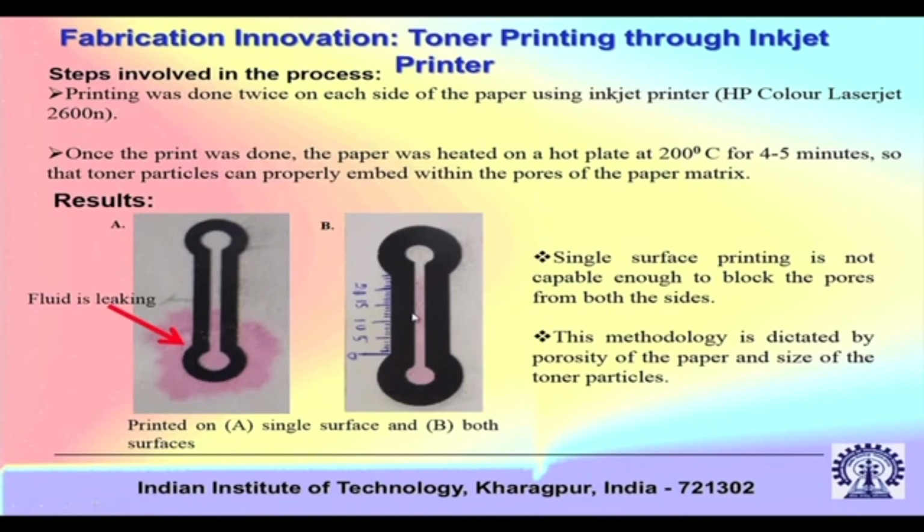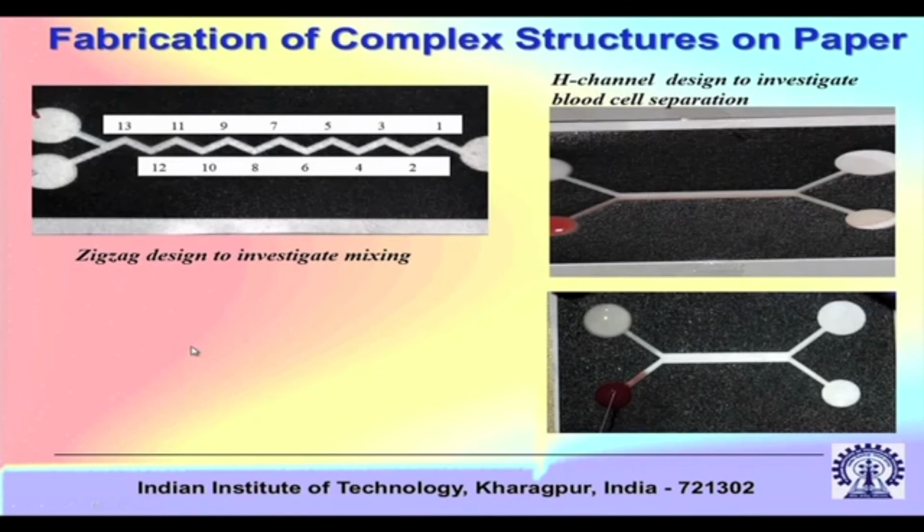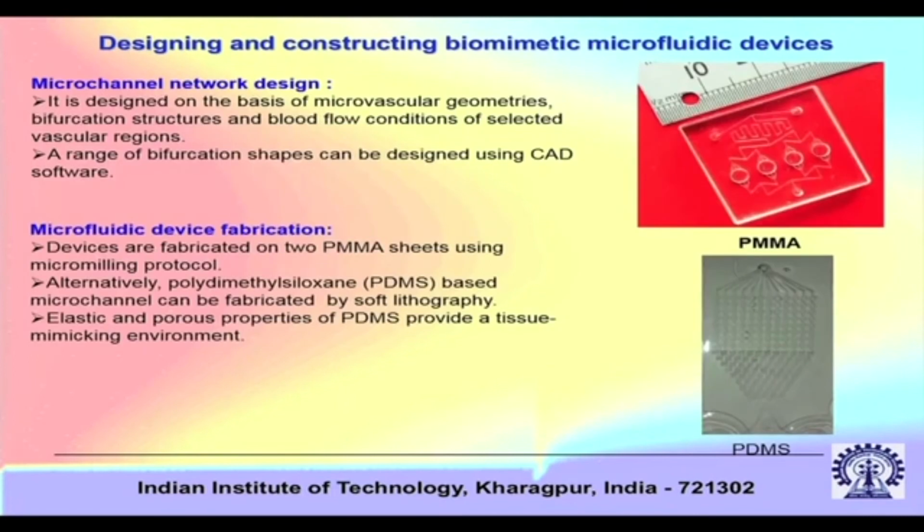Fluid will flow only in the longitudinal direction, but you have to do it on both sides of the paper because the pores are 3-dimensional structures. If you do it on one side, then you can see fluid is leaking, so that you cannot do. Using this you can fabricate complex structures on paper. You can use paper as a mixing device to make microfluidic mixing, study reactions and so on.